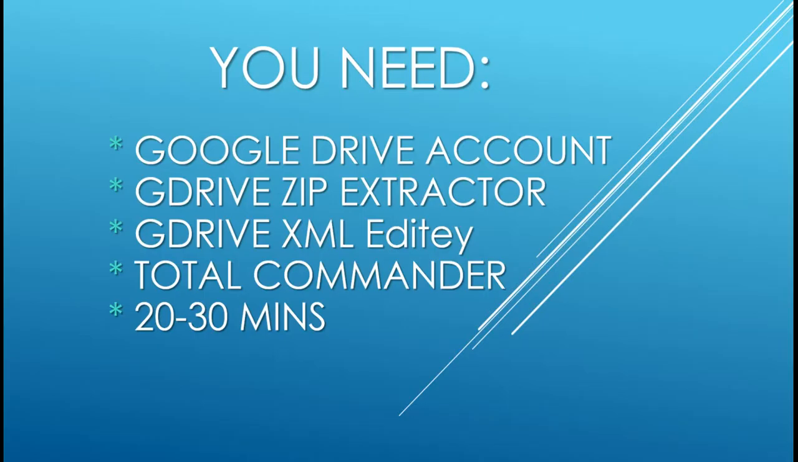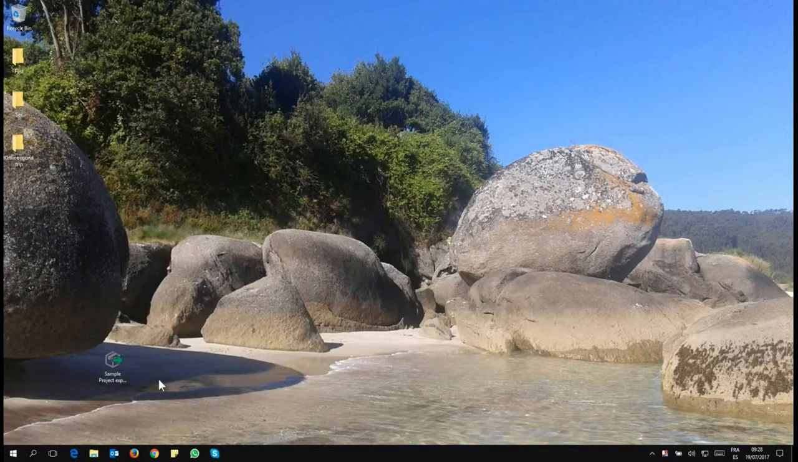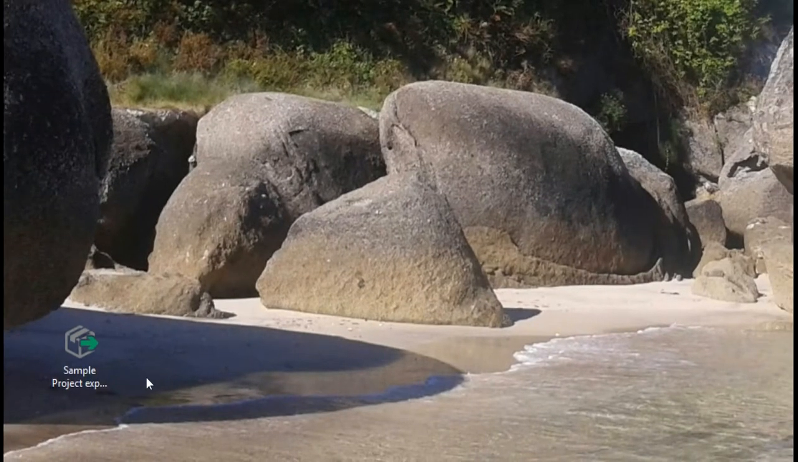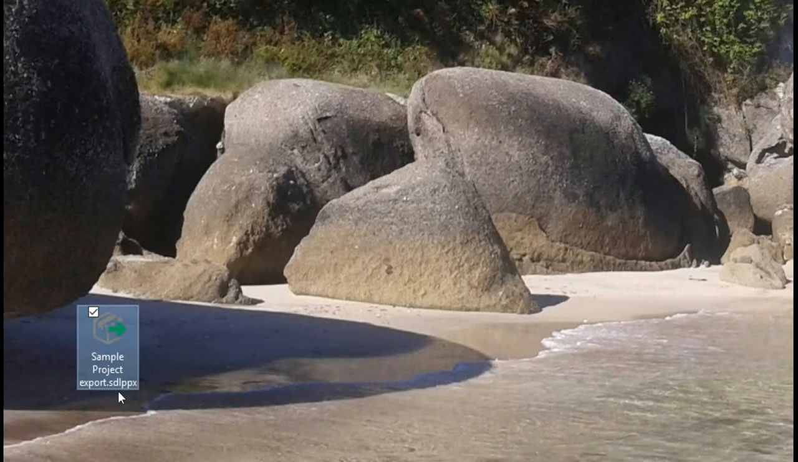So to achieve this, you need a Google Drive account, Google Drive zip extractor, Google Drive XML Editor, Total Commander, and 20 to 30 minutes, and that's a gross exaggeration of the time that you need. So here we are. We have just received our SDL project package, and you can see it here. On this computer, SDL Trados is installed, so you can see the icon here in full. If you do not have SDL Trados on your computer, of course, you will see blank icons for every SDL file. So just bear that in mind.